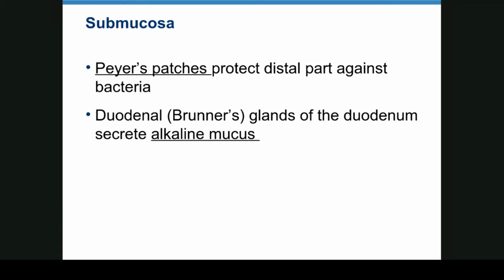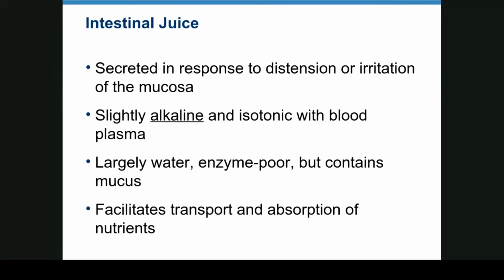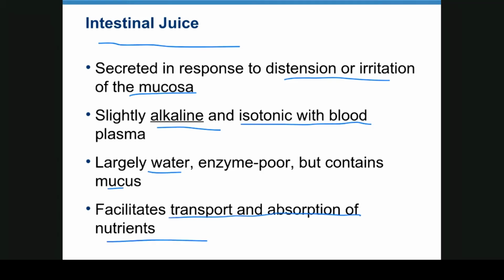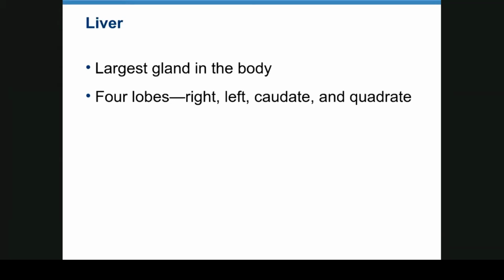In the submucosa, one thing you have is Peyer's patches. These are little areas of lymphatic tissue that protect against bacteria. And also duodenal glands that secrete alkaline mucus. Intestinal juice is secreted in response to distension or irritation of the mucosa. It's slightly alkaline, so it's going to start to neutralize the acid from the stomach. It's isotonic with blood, and it's mostly water, not a lot of enzymes, a lot of mucus. It facilitates transport and absorption of nutrients, but not digestion per se.